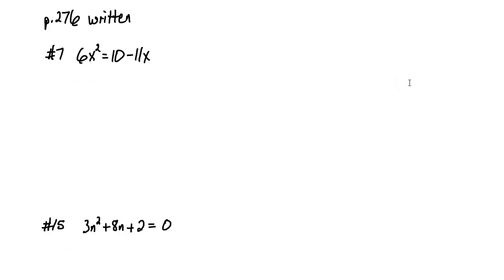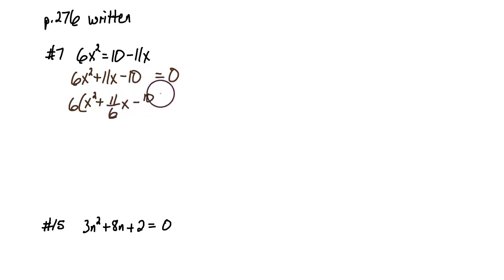For the written assignment, we're asked to solve the equation, but number 7 says we have to do completing the square. So first step, get it in standard form. So 6x squared plus 11x minus 10 is equal to 0. Next up, let's factor out the 6. So we get 6 times x squared plus 11/6x minus 10/6 is equal to 0.